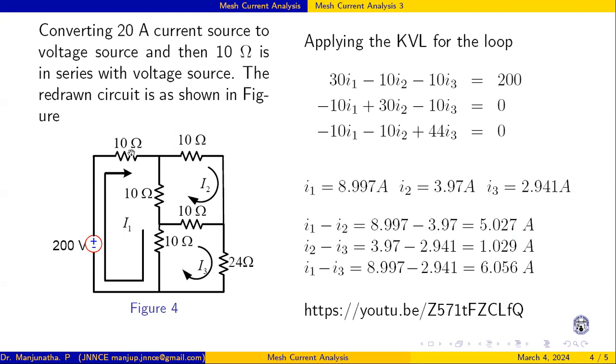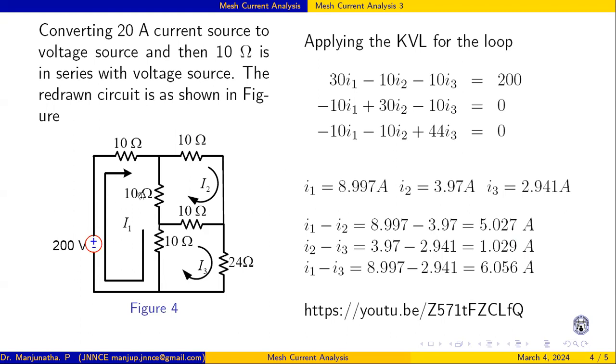In the first mesh, these are the three resistors and the voltage source over there. What is the total resistance? 30, that is 30 I1. Are there any other currents with this first mesh? I2 is also common and I3 is also common, and these are in opposite directions. So when coming to I2, this 10 ohm is covered by this I2, and I1 and I2 are opposite. That's why I wrote minus 10 I2.